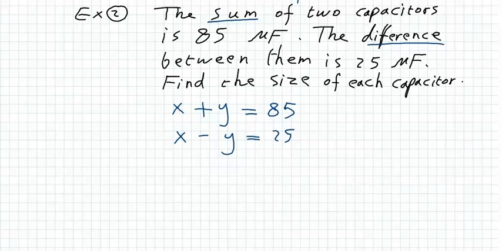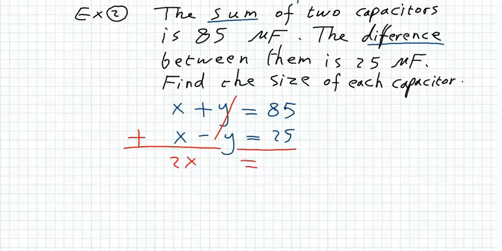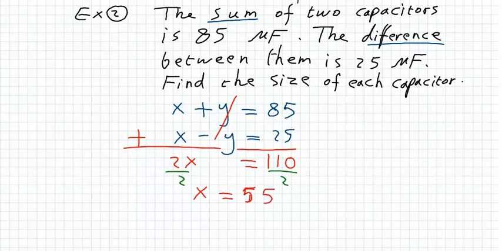It's clear now, if we want to solve these two equations, the best method for that is addition. So if we add these two equations together, the variable y will be cancelled, and we will have 2x is equal to 110. Divide both sides by 2. You will have that x is equal to 55. And this is the size of the first capacitor, 55 microfarads.